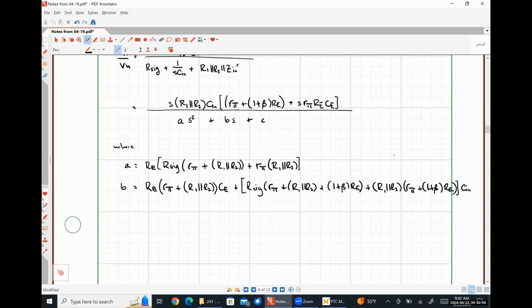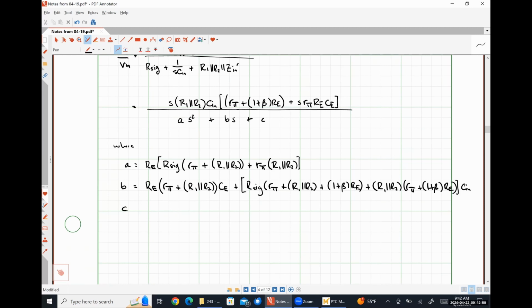And then lastly, that coefficient C came out to be R pi plus R1 in parallel with R2 plus (1 plus beta) RE. So it wound up looking like a second order polynomial in the denominator by using that approximation, right?